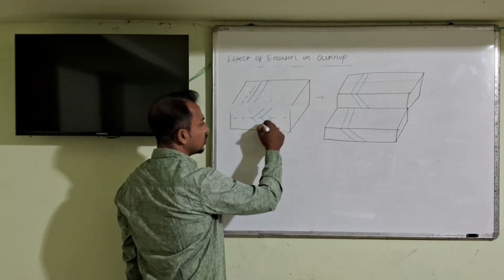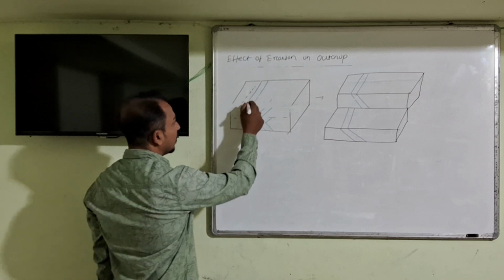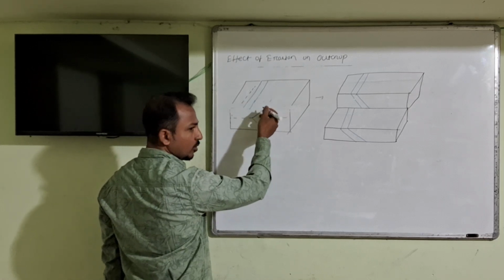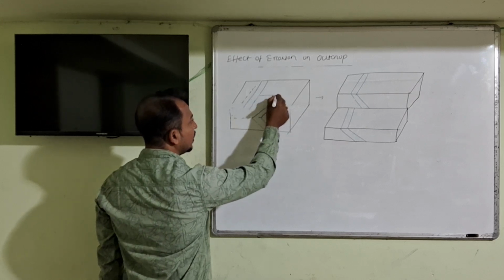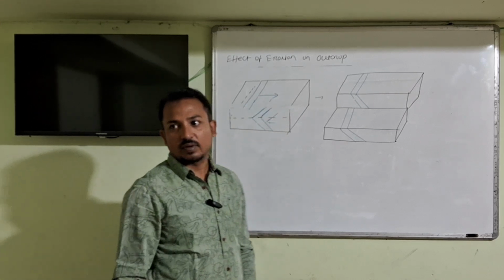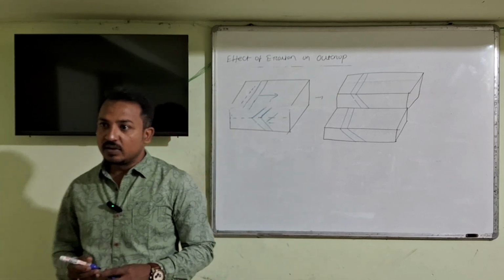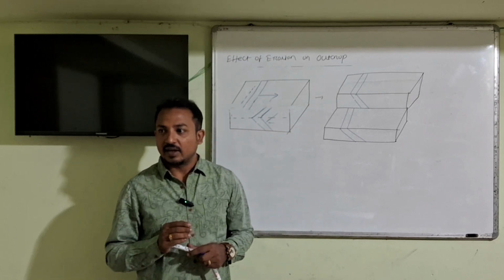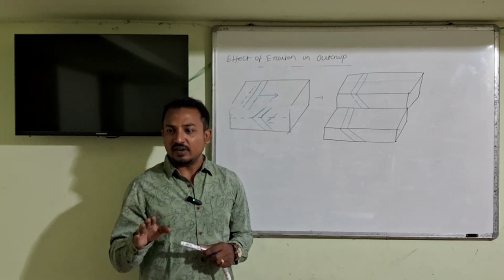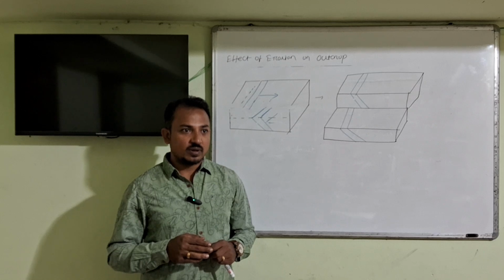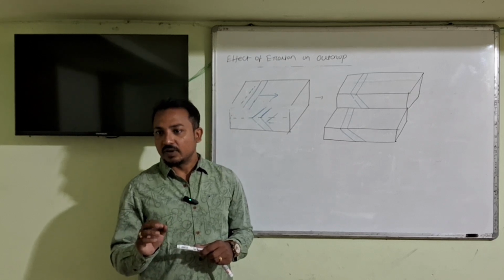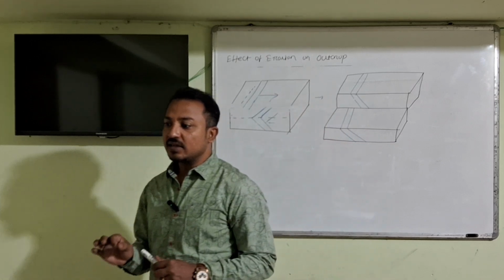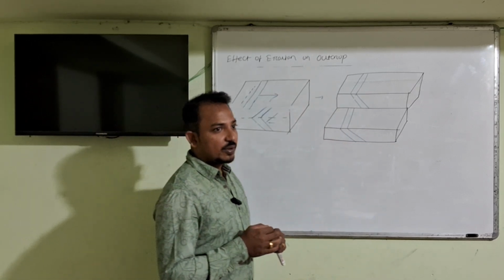So if you remove further, then exposure will change. See, before, exposure was here, then with erosion, the outcrop exposure is moving in the direction of the dip. It is moving in the direction of the dip. So always remember, the outcrop of an inclined bed advances in the dipping direction with erosion. So this is the key point here: the outcrop of an inclined bed advances in the direction of the dip with erosion.